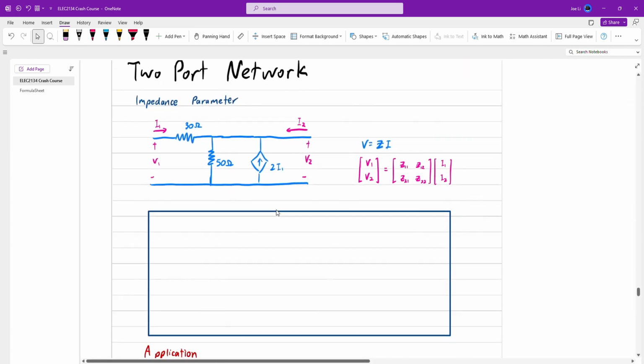Okay, next part. 2-port networks. Impedance parameter. One thing cool about 2-port networks is you can find a lot of information about a circuit without knowing what it looks like. So let's say you have a little black box here, and you don't know what's inside. But you know the parameters of it, Z11, Z12, Z21, Z22. Since you know these parameters, you can get a lot of information out of the circuit. So that's one thing cool about two-port networks, the parameters.